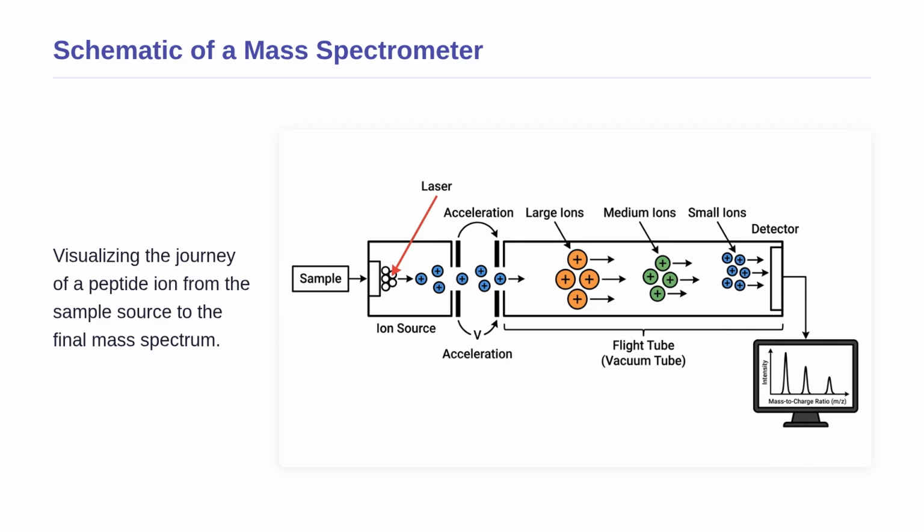As the ions enter the long vacuum flight tube, you can clearly see the physics we just calculated. The smaller, lighter ions are flying much faster and are ahead of the larger, heavier ions. Finally, on the right, they strike the detector. The computer at the bottom translates those exact arrival times into the mass spectrum graph you see on the screen, showing distinct peaks for each peptide.